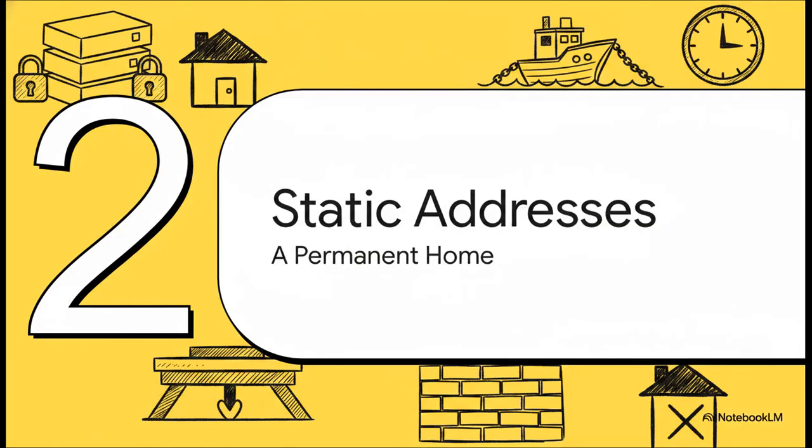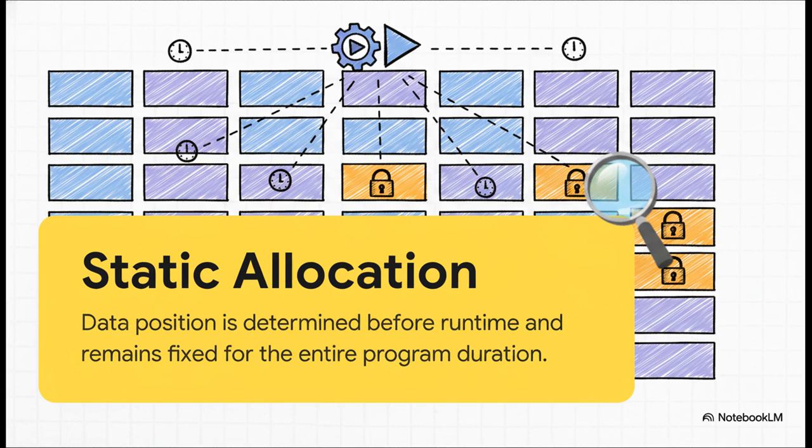All right, let's start with the first and, honestly, the simplest method, static allocation. The name kind of gives it away. This is all about creating a fixed, unchanging home for our data. So with static allocation, this special program called a compiler does all the heavy lifting ahead of time. Before your program even starts running, the compiler just scans your code, figures out exactly how much space certain data needs, and assigns it a permanent address. And that address, it will not change for the entire time your program is running.